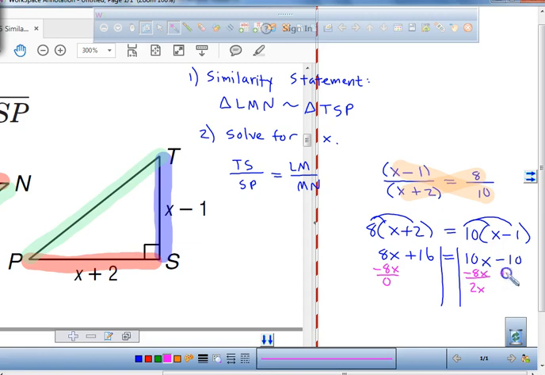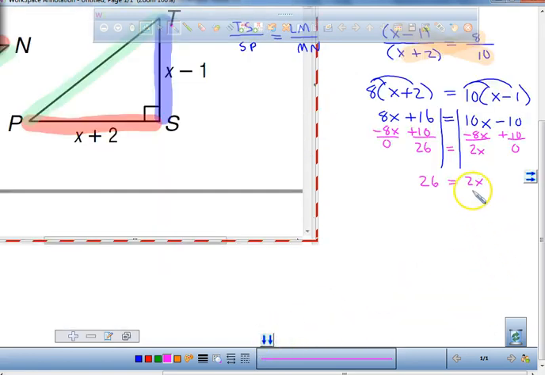So I'm going to add a 10, and I'm going to add another 10. Now these zero out. Then I have 16 and 10, which gets me a 26. So all I have left is 26 equals 2 times x. That's right. So if we divide both sides by 2, x is equal to 13. You could say x equals 13.